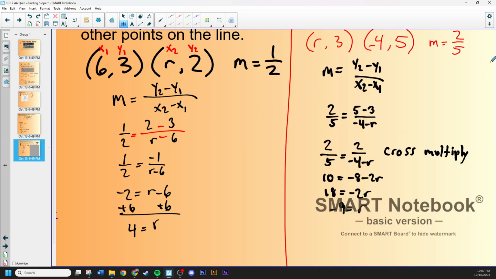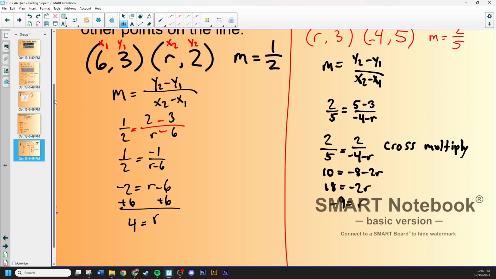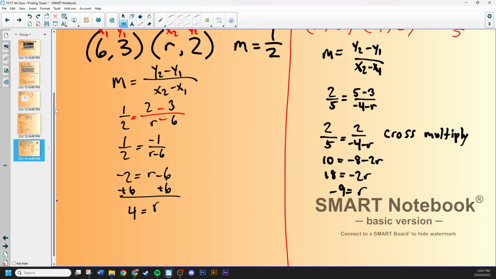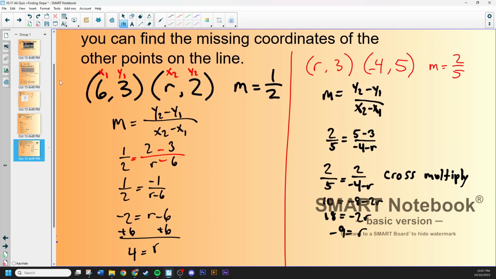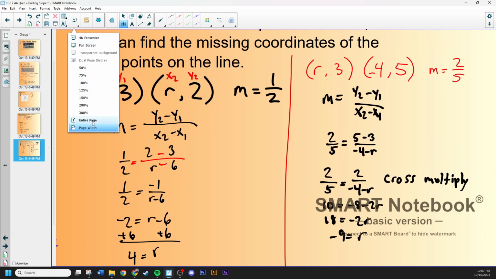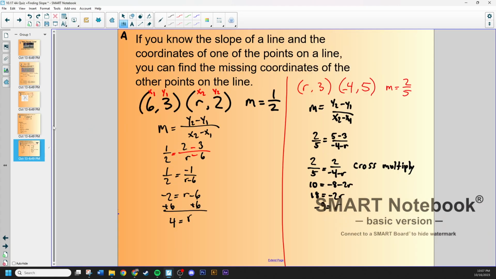And here we go. All right, so here's the work. My Smart Notebook, being the basic version, is making it so you can't see that as well. Let me actually do this. That is a little bit better. Let me just drag it out. But anyway, the answer here is -9. I'll just bring it down. But yeah, same process. And there you go.